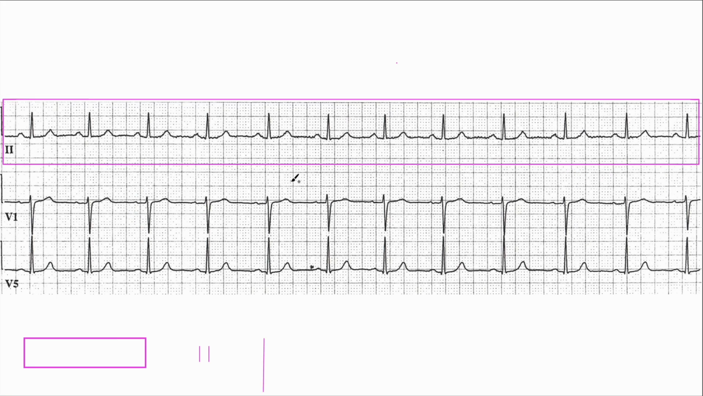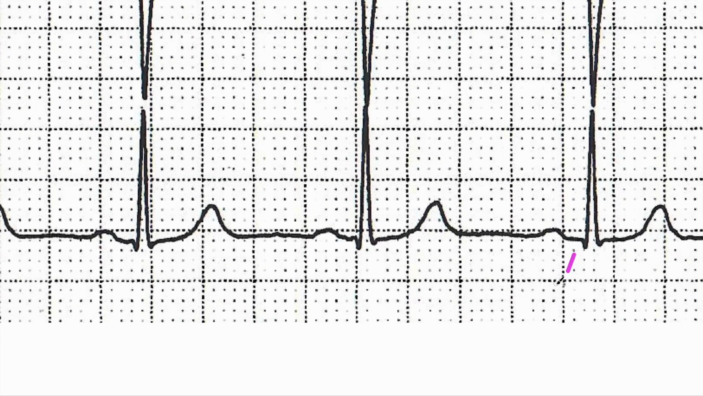And what stands out to me here is nothing. Nothing really stands out. A little bit of a Q wave down here, but this is non-pathological. It's not big enough. It's not wide enough. See that right here? So I would say that that's just septal involvement.